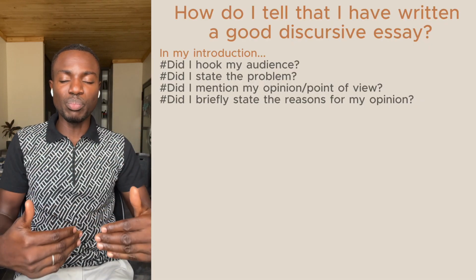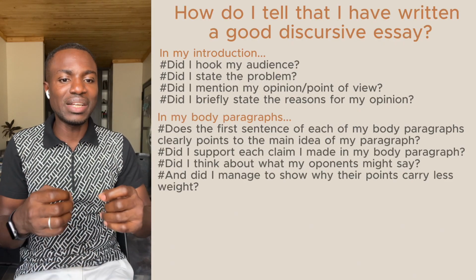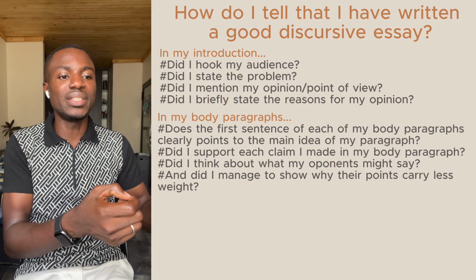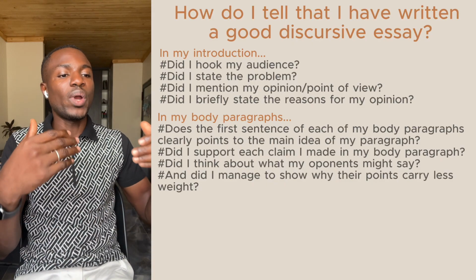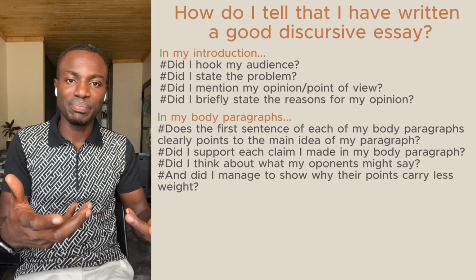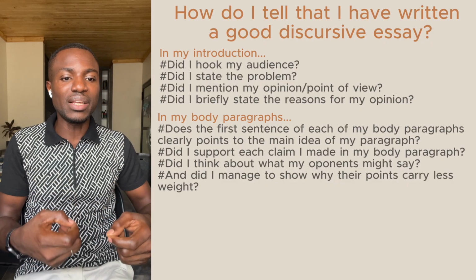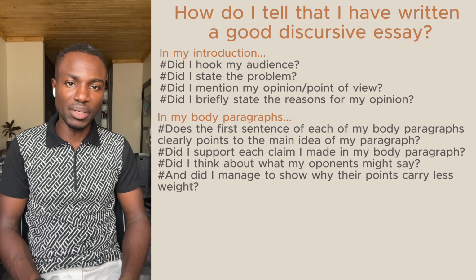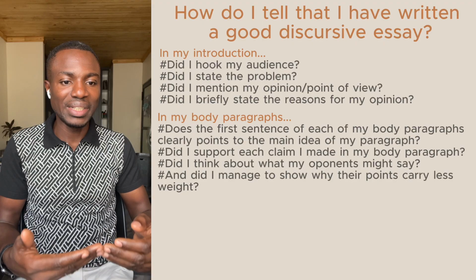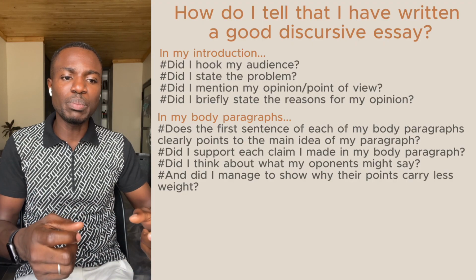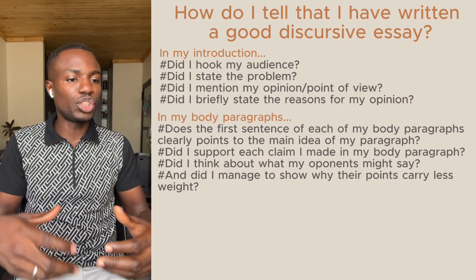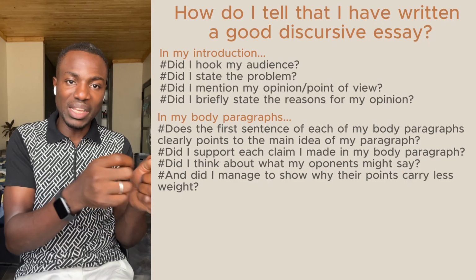And then when you go to your body paragraph, the first question you need to ask yourself: does the first sentence of each of my body paragraphs clearly point to the main idea of my paragraph? Or when reading my body paragraph, can the reader tell what the paragraph is all about? The second question is, did I support each claim I made in my body paragraph? Then your third question is, if I took a position, did I think about my opponent, or what my opponent might say? And did I manage to show why their points carry less weight?